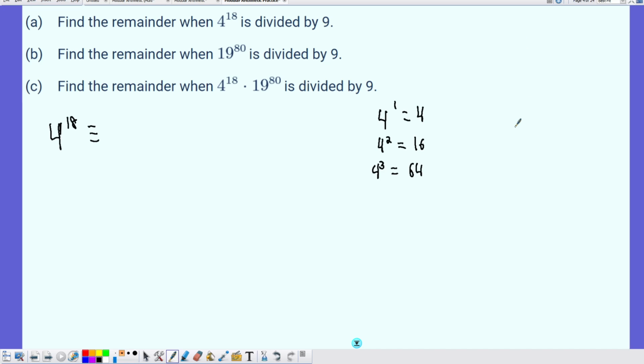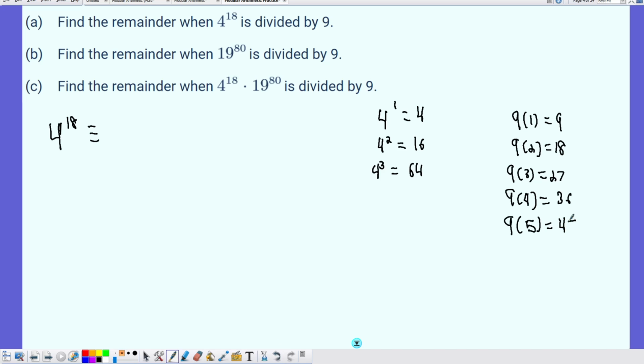How about we list multiples of 9 then. So 9 times 1 is 9. 9 times 2 is 18. 9 times 3 is 27. 9 times 4 is 36. 9 times 5 is 45. 9 times 6 is 54. And 9 times 7 is 63.